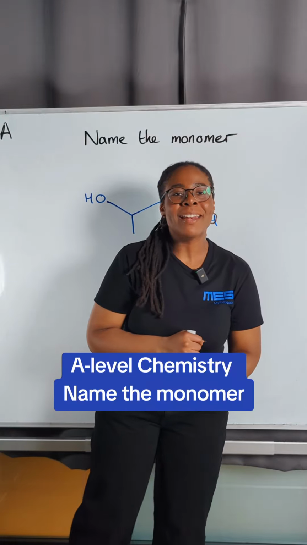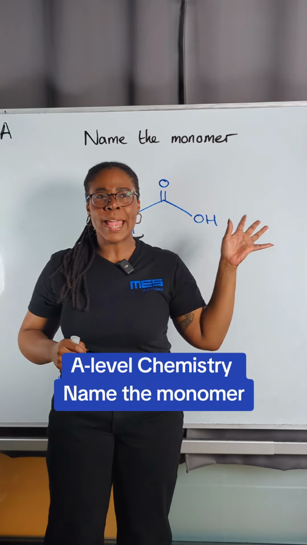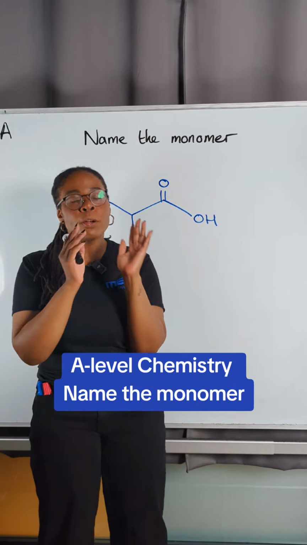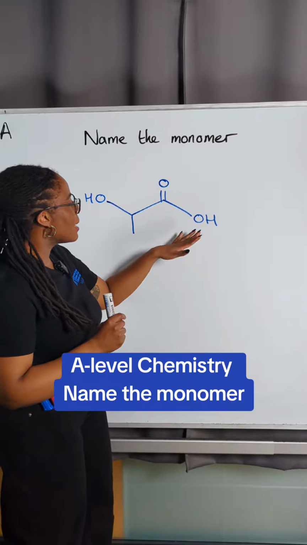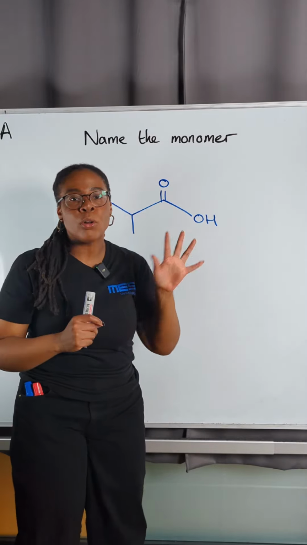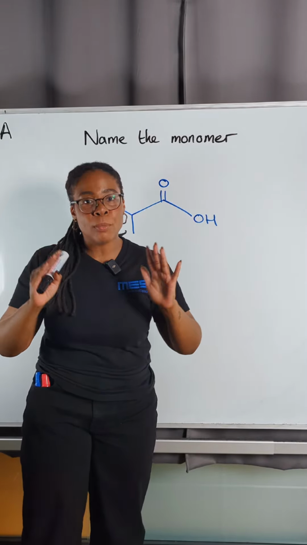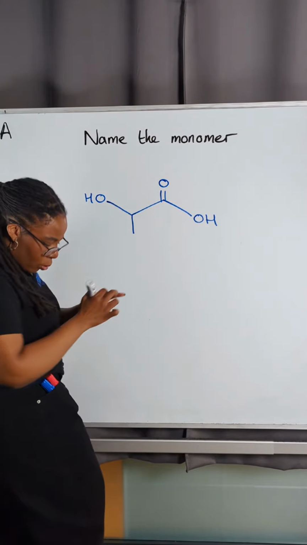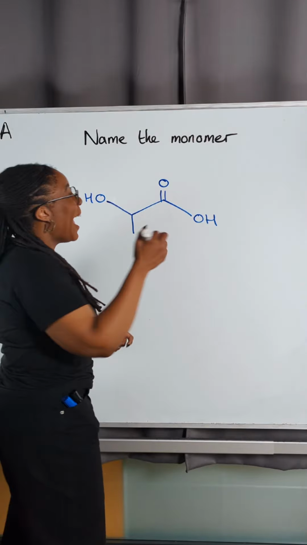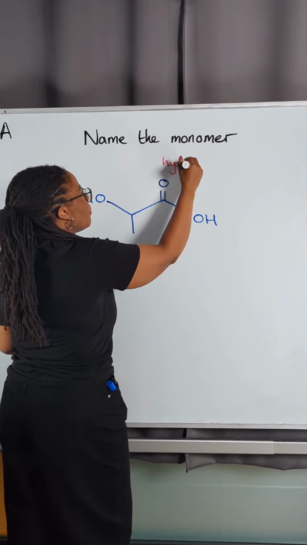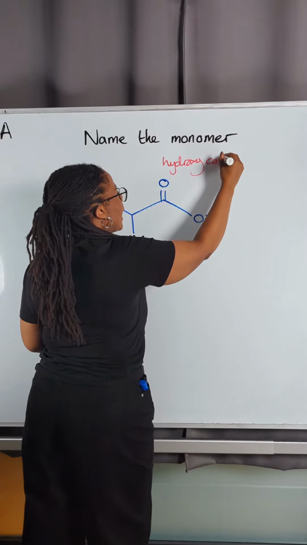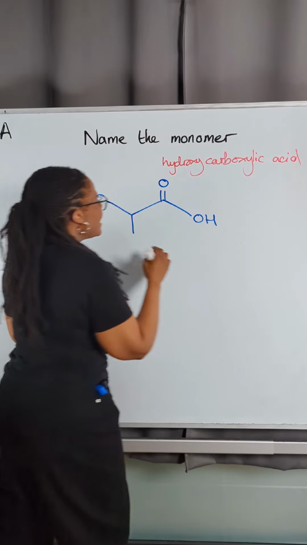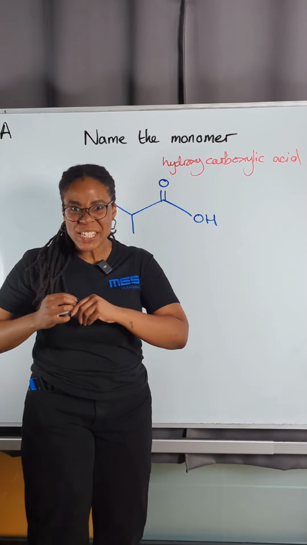A-level chemists. In my last video, we looked at a monomer for condensation polymerization, where you only need one monomer, where you've got the carboxylic acid group and the alcohol or the hydroxyl group on the same molecule. So you only need one monomer to make your polymer. And this, of course, is called a hydroxy carboxylic acid.